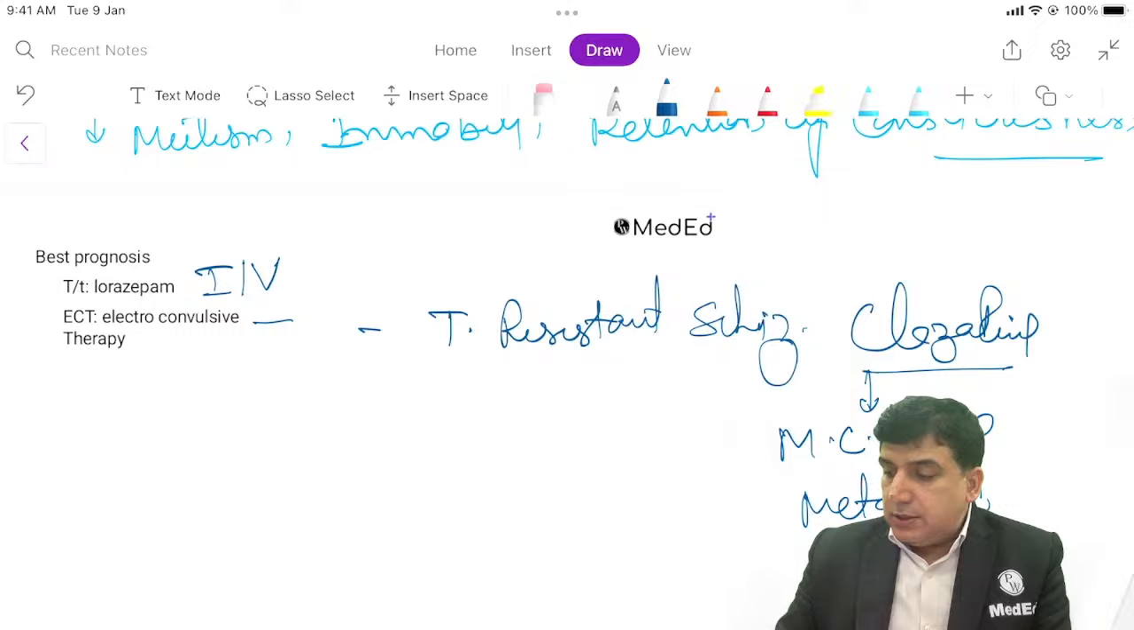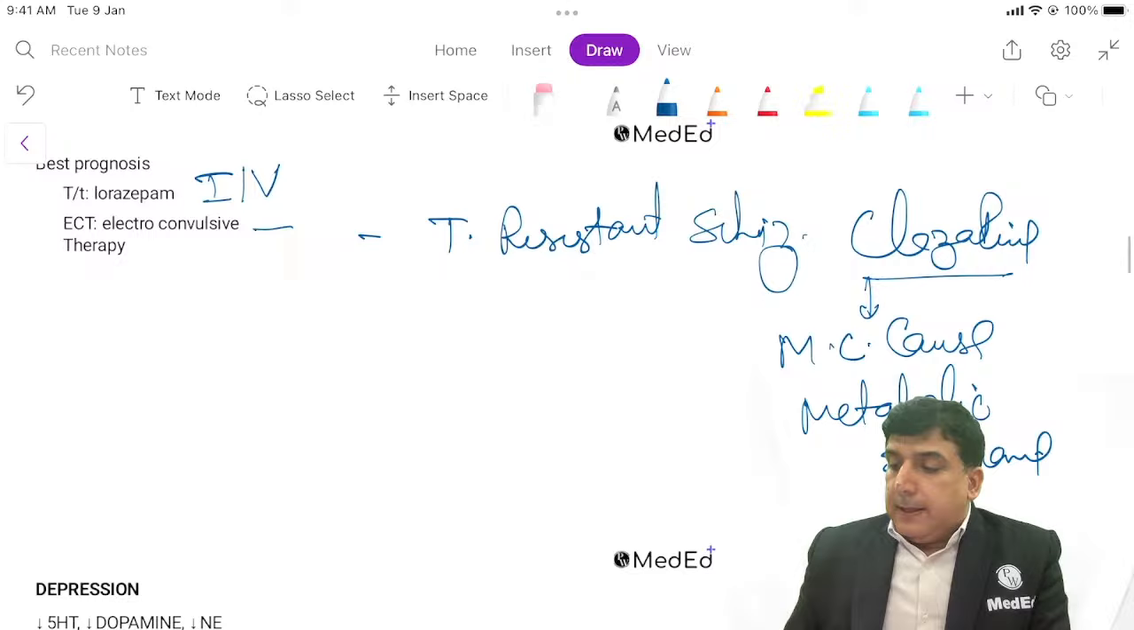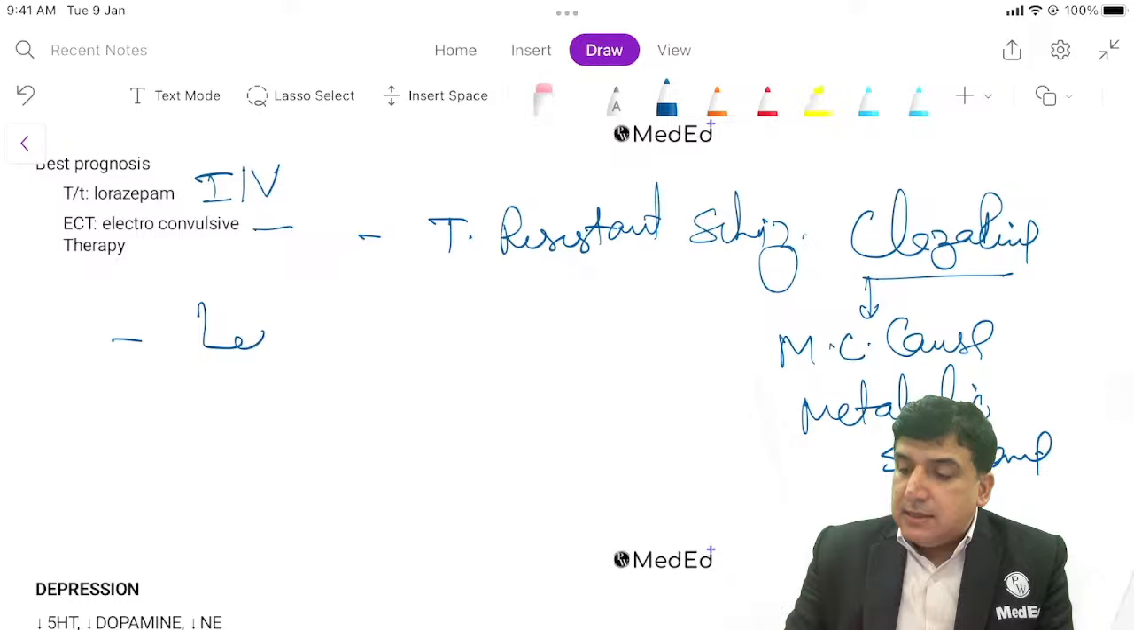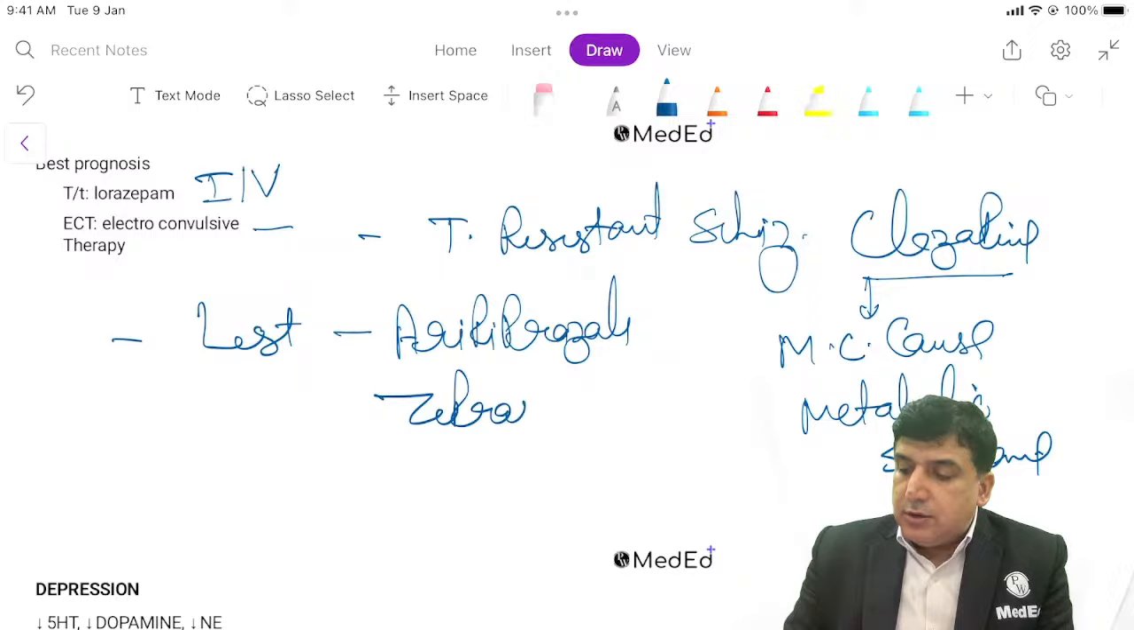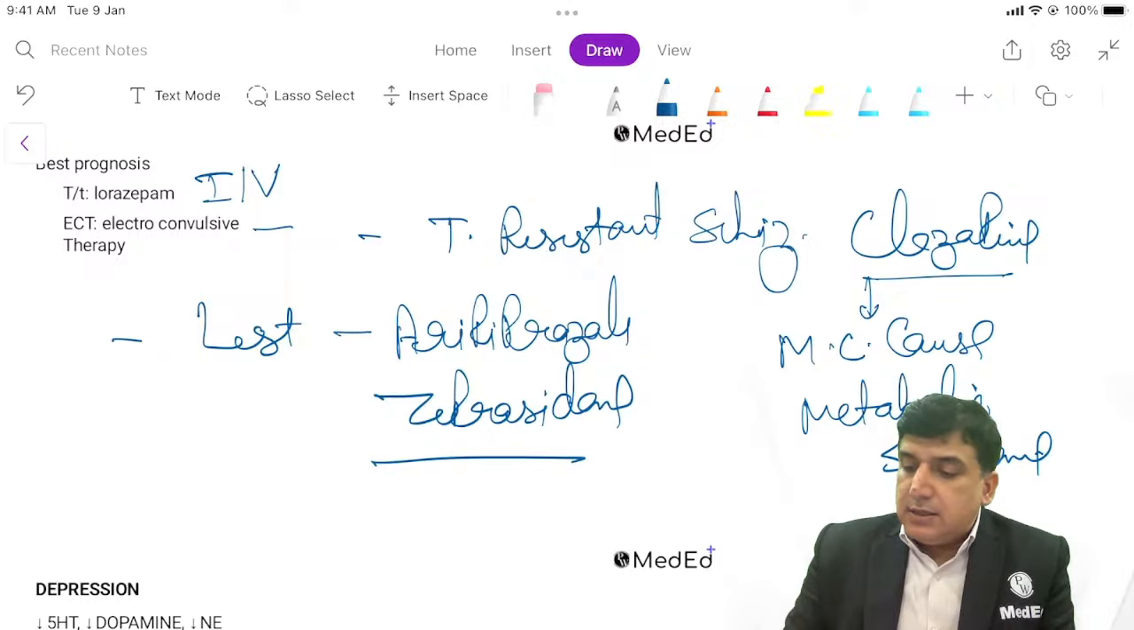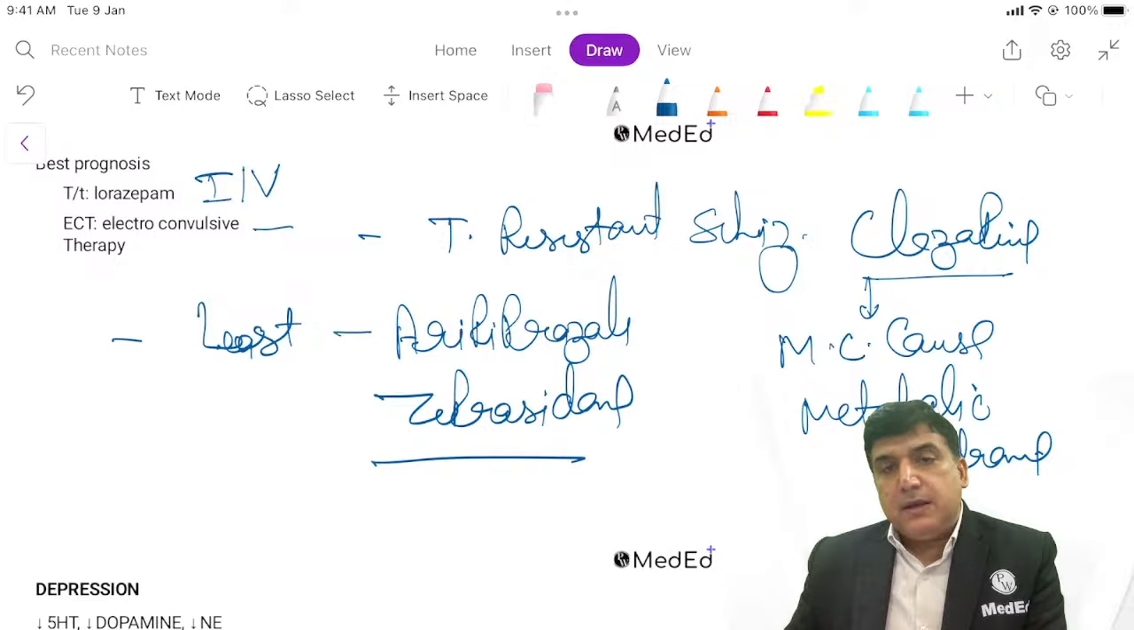Most common cause of metabolic syndrome. Okay, apart from that, the least metabolic syndrome causes which antipsychotic? Aripiprazole. Okay, they don't cause the metabolic syndrome. So the least metabolic syndrome is aripiprazole and ziprasidone. Most common is clozapine. Second most common cause of metabolic syndrome is olanzapine.